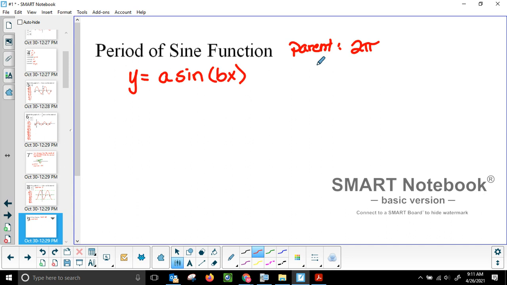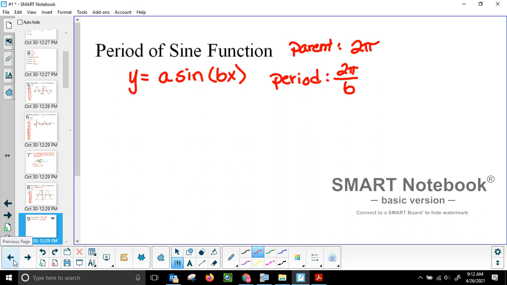All right, and when we're in this kind of setup, our period, which remember is how often our graph will repeat itself, how long it'll take before it starts to repeat itself, is going to be 2 pi divided by b. So whatever this number is here, you divide 2 pi by that, and that will get you your period.